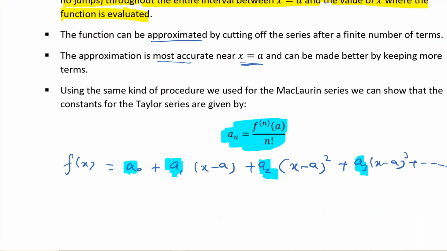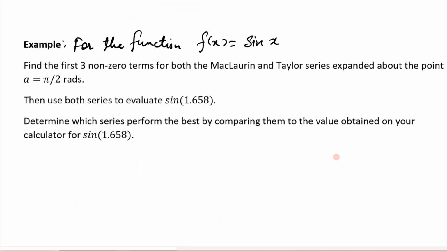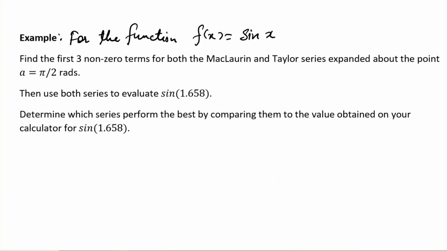Let's do an example to find the Taylor series. In this example, for the function f(x) = sin x, we need to find the first three non-zero terms for both the Maclaurin and Taylor series. The Maclaurin series, we know, is expanded around x equal to 0, and the Taylor series is expanded about the point a equals pi over 2. Then we're going to use these series to evaluate a sine value, and figure out which series performs the best by comparing those values with the original value. All right, let's do it step by step.